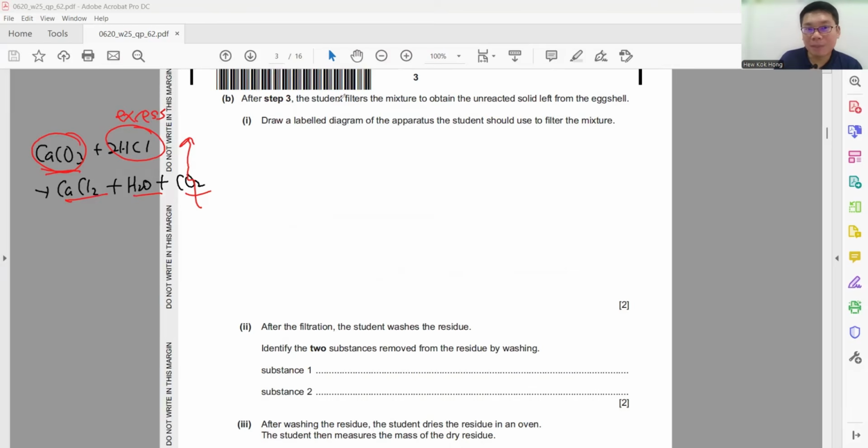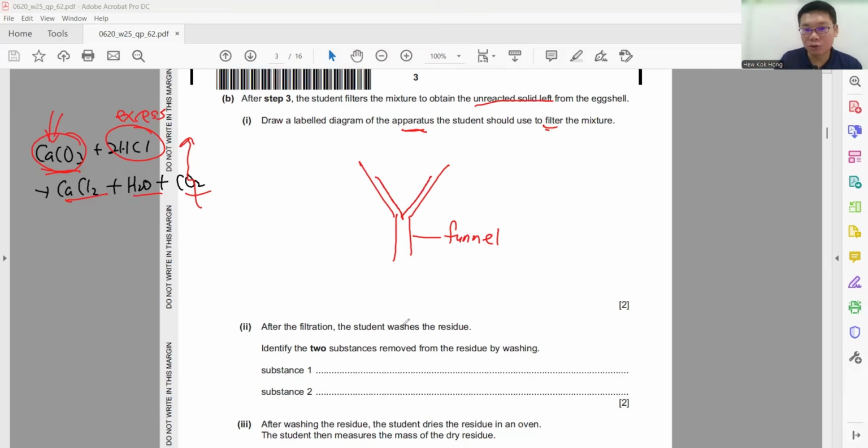B. After step 3, the student filters the mixture to obtain the unreacted solid left from the eggshells, which means they have already successfully removed calcium carbonate and the balance is still in solid form. Draw a labeled diagram of the apparatus the student should use to filter the mixture. We know it is a funnel. And for the filtration, you need to have the filter paper. Clearly show this and label the funnel.